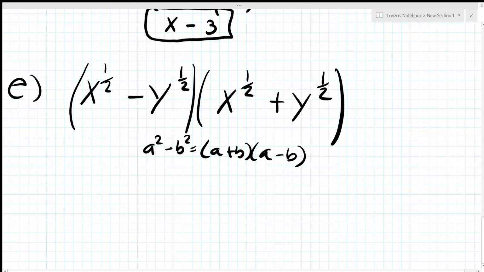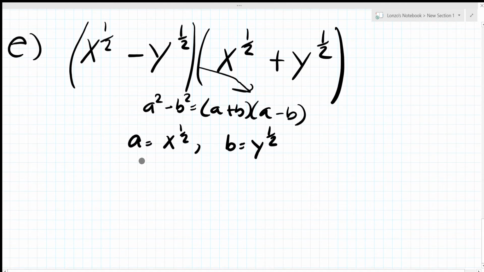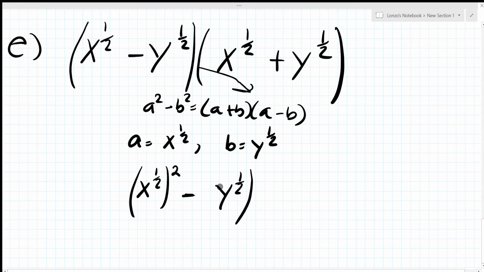So we just have to figure out which part this looks like. This looks like the right side, so we have to make it look like the left. We have to figure out what my a and my b are. Our a is x to the 1/2 and my b is y to the 1/2. So we make it look like a squared minus b squared: a is x to the 1/2, squared, minus b, which is y to the 1/2, squared as well.